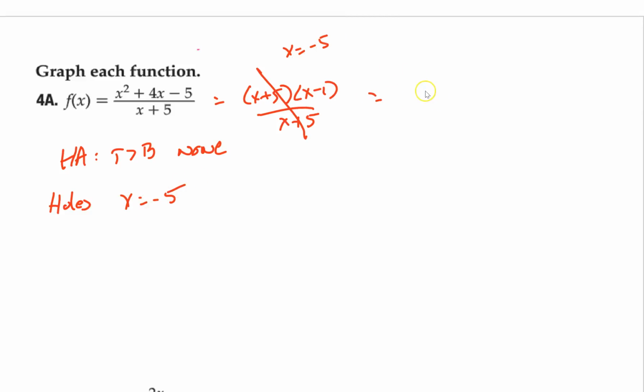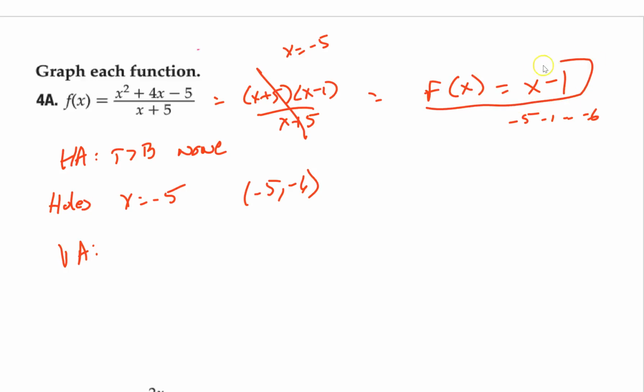So we have this left over. f(x) equals what didn't cancel out, x minus 1. And if you want to figure out where the hole is, you just plug it into the equation. So -5 minus 1 is -6. My hole is at (-5, -6). So we have that. Vertical asymptote: now look what's left over. Remember, our graph is this now because everything else canceled out. There's no denominator, so there's no vertical asymptote. I'm going to skip the x and y intercept because look at this. I don't need to. I know how to graph that.